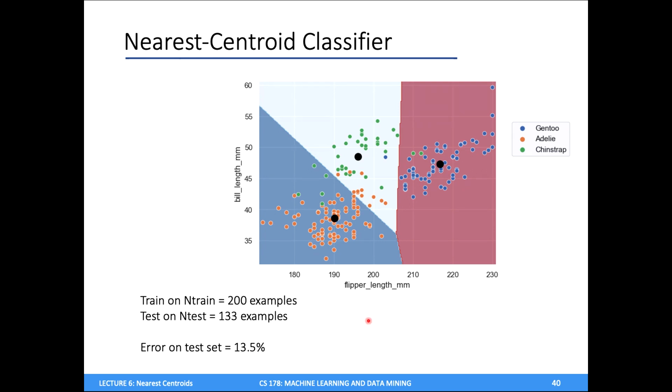One thing I'd like to point out here is that the scale of our features is quite different. So the flipper length is between like 170 and 230, so a pretty wide range. Whereas the bill length feature is between about 30 and 60, so a much smaller scale for this feature.